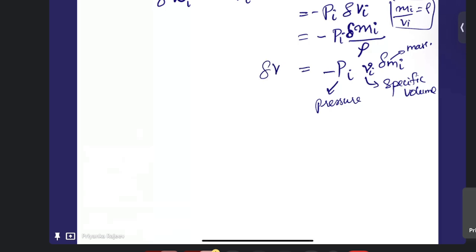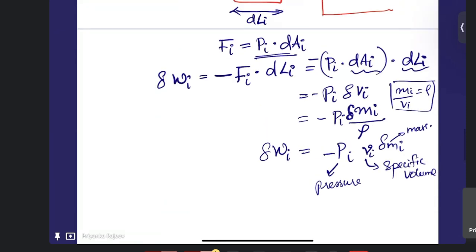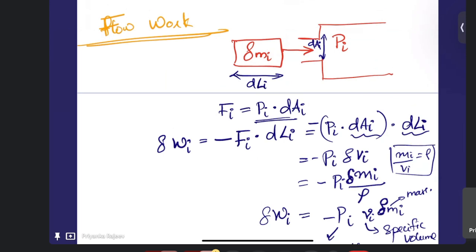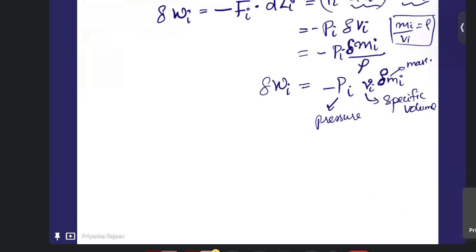Okay, this is the work required to make this element enter into this system. So this work is called flow work. The minimum work that is to be done against this pressure force to push in or push out this fluid element is called flow work.